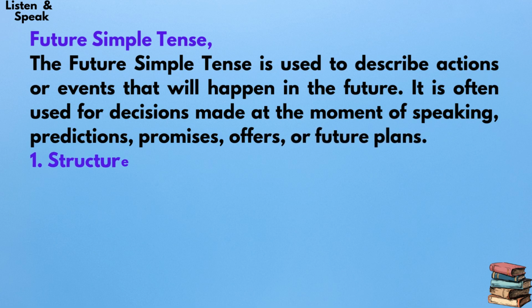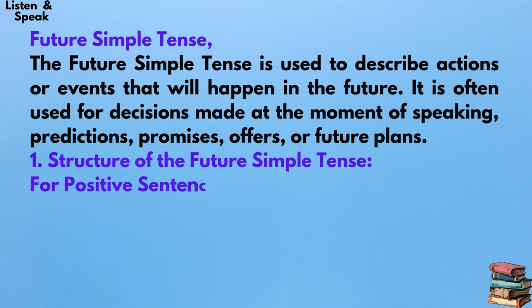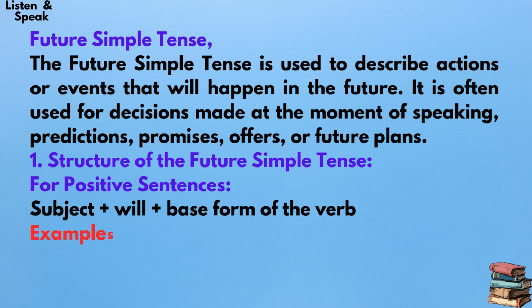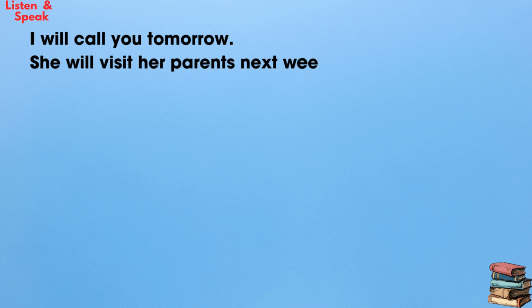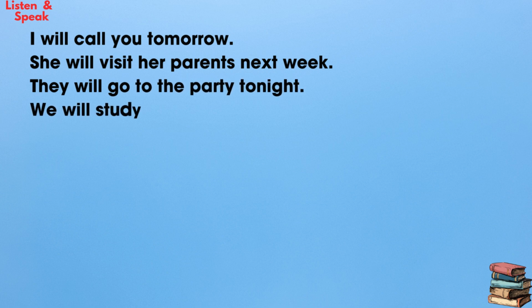1. Structure of the future simple tense for positive sentences: subject will base form of the verb. Examples: I will call you tomorrow. She will visit her parents next week. They will go to the party tonight. We will study together later.